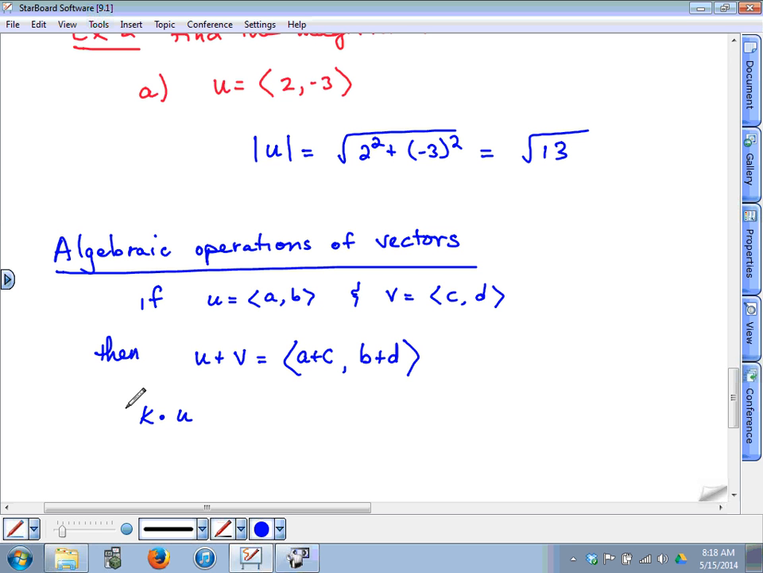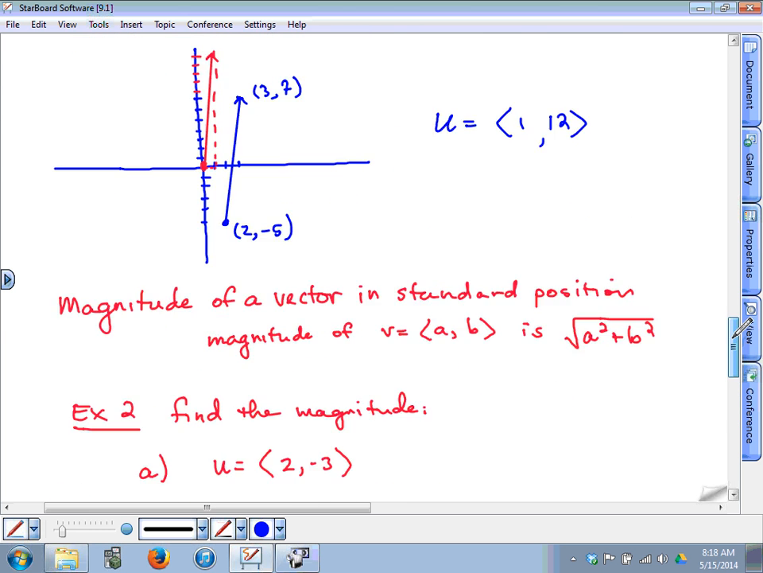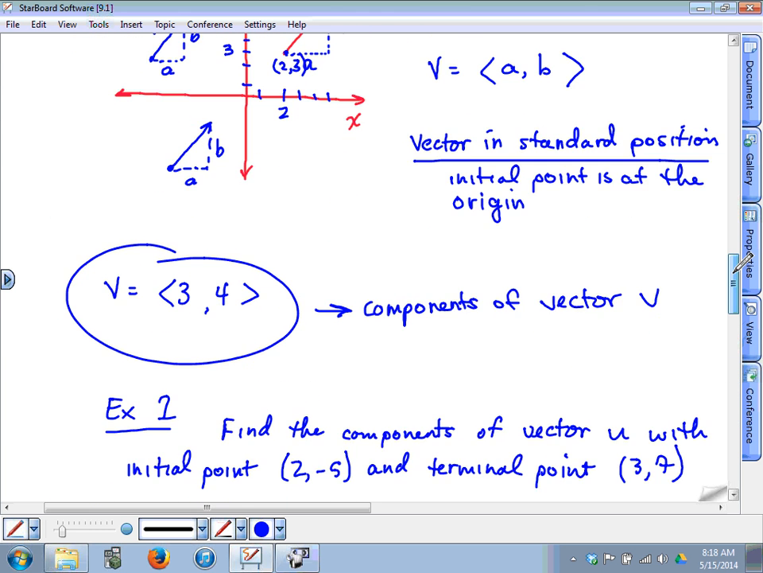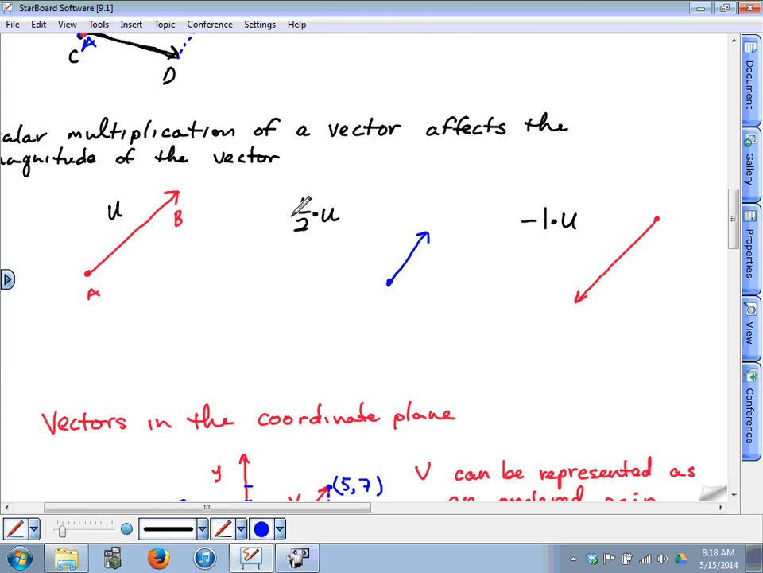A scalar is just a number. So if I take a number and multiply it by a vector, we saw what that did to its magnitude. It increased the magnitude. Where was that one? In your notes, right here. If we took a scalar and multiplied by a vector, geometrically that increases or decreases the magnitude.